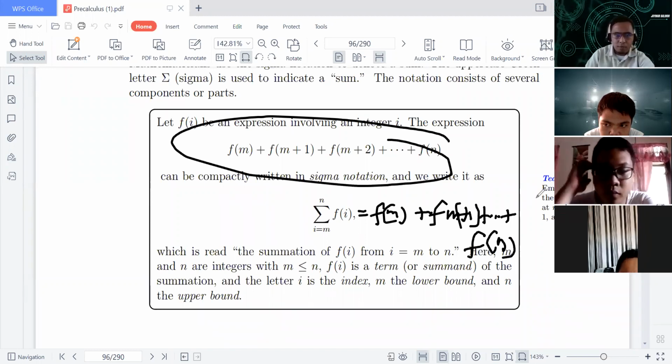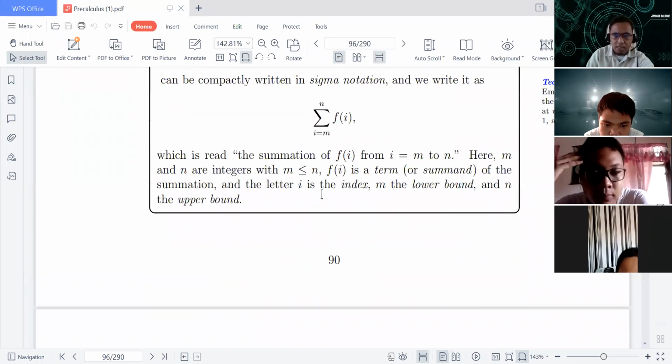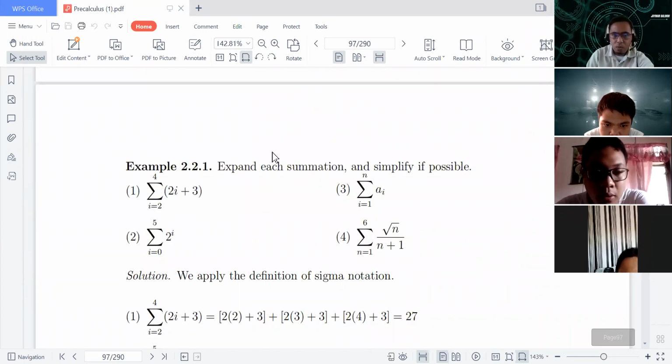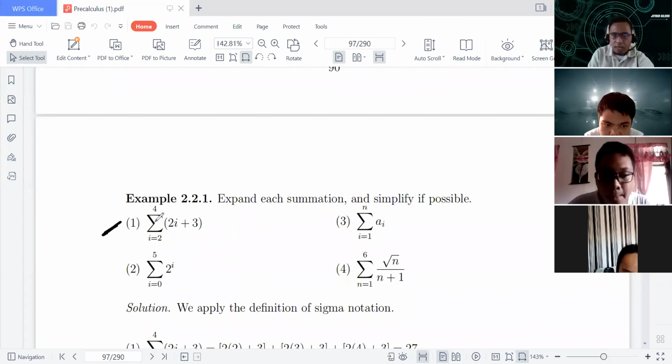Let us consider an example. Let us have number 1. You will read this as the summation of 2i plus 3, where i ranges from 2 to 4. It means you will start from 2 and end at 4. First, you replace i with 2, so it will be 2 times 2 plus 3.